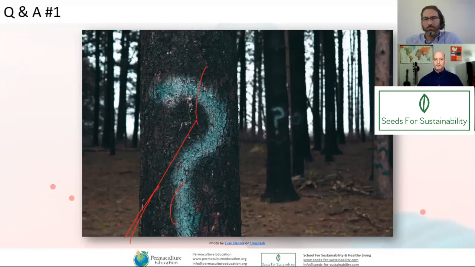So that's a good example that there is no template, and that's why we have designers that go all over the world and help people design these systems.